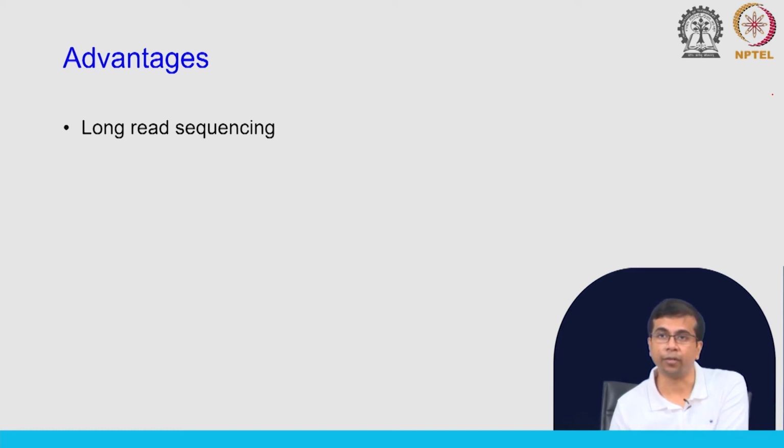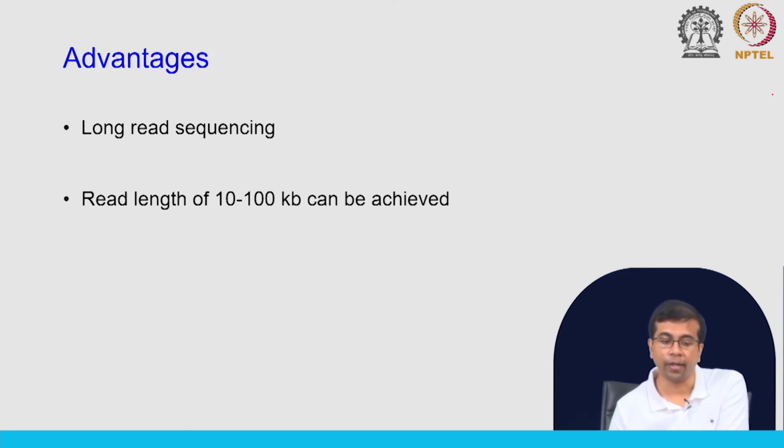This helps in genome assembly, and really long reads will also help in identifying long structural variants, the big ones that are present in the genome. So, we can achieve read lengths of 10 to 100 kb, right. You can see that compared to the other methods, this is actually quite long.